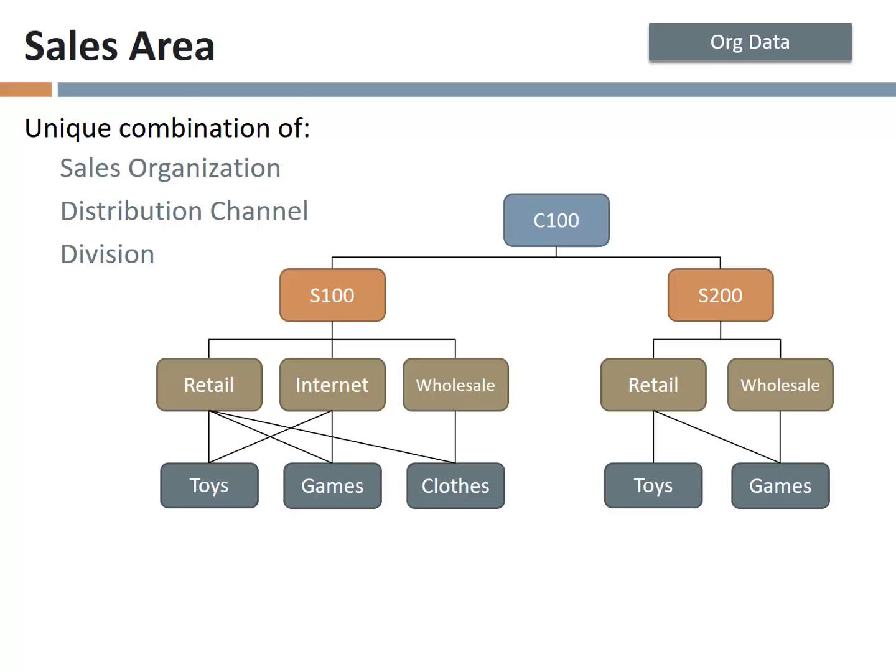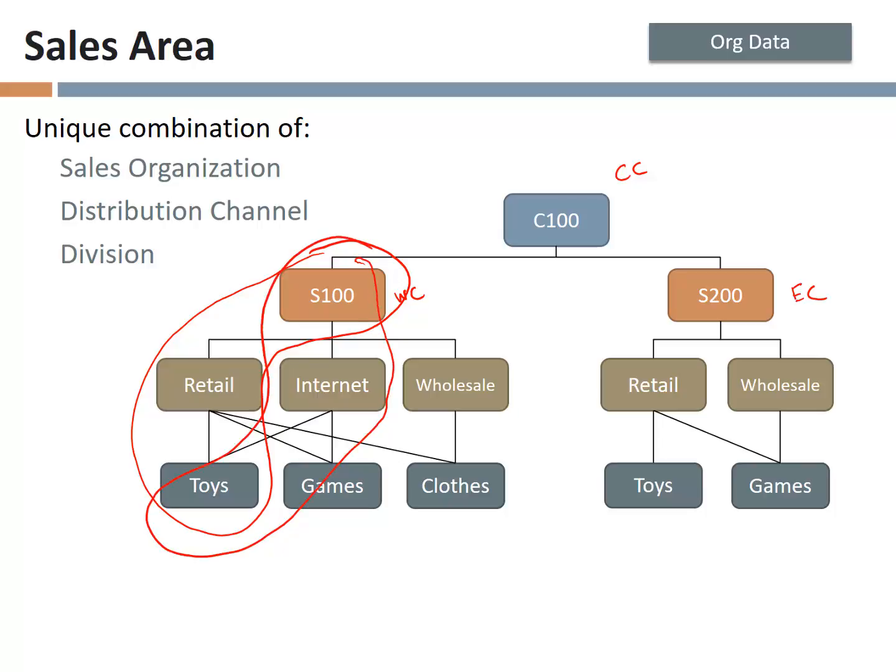So this diagram illustrates company code 100, and we'll assume that S100 is West Coast and S200 is the East Coast. The West Coast can sell retail toys, so we have this circle right here, which is a valid sales area. And the West Coast can, on the internet, sell toys because that's a valid sales area. That's the only two ways we sell toys.